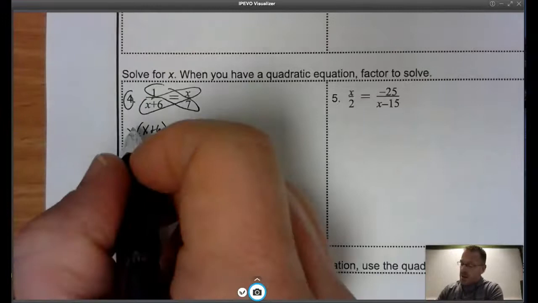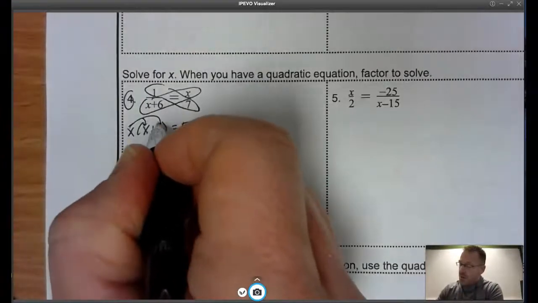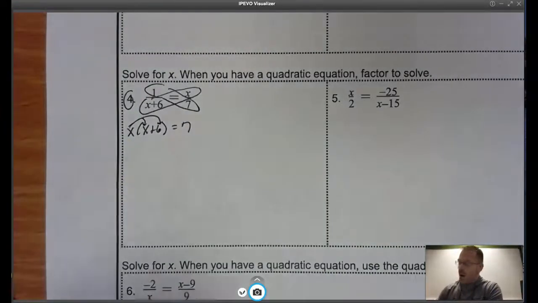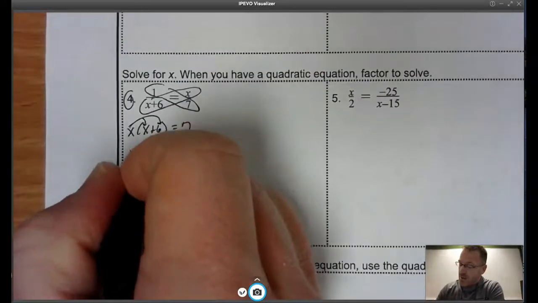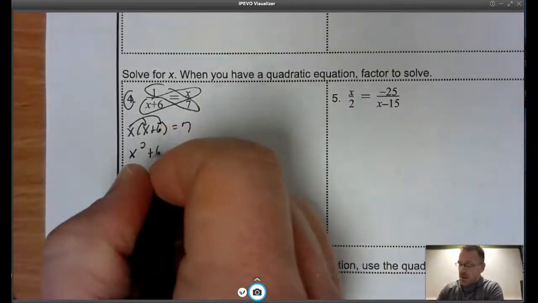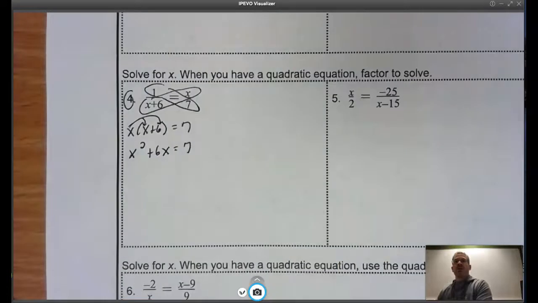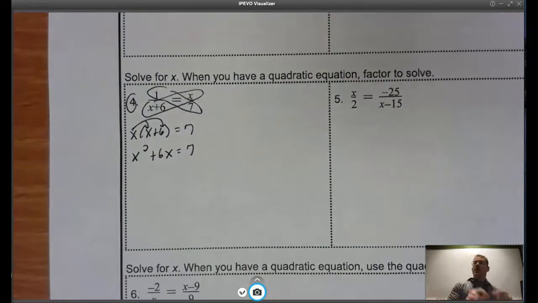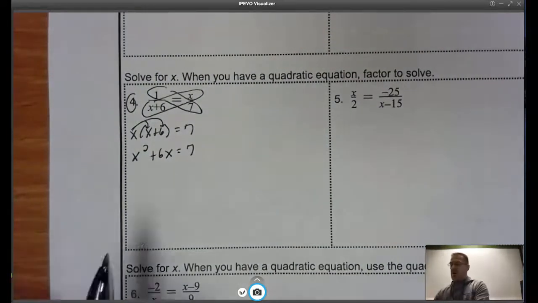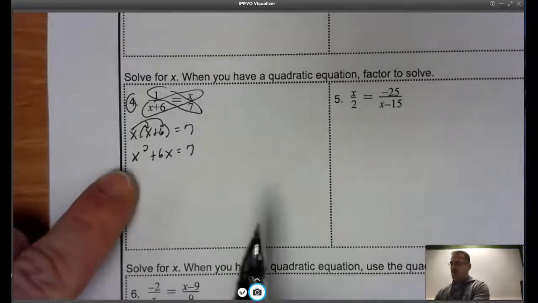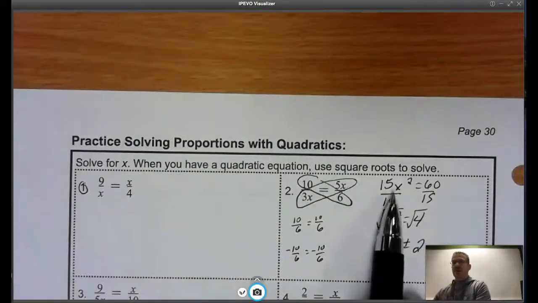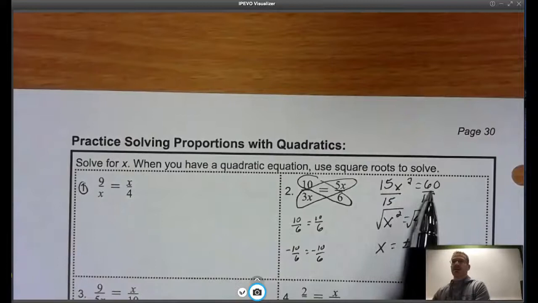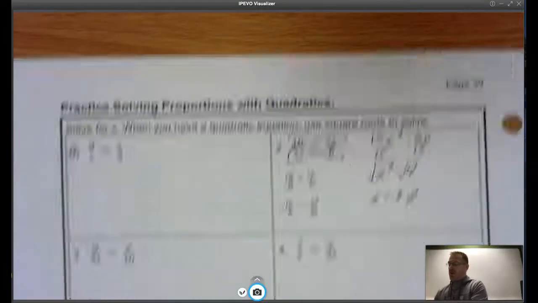Now once again, I'm going to distribute this x to everything in our parentheses. So x times x is x squared. x times 6 is 6x. And that is equal to 7. Now notice this is different from our prior problem, because normally if I'm going to solve by square roots, I have just an x squared term and a constant. And that means I can solve by taking a square root.